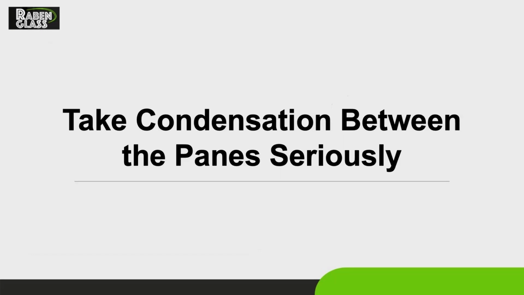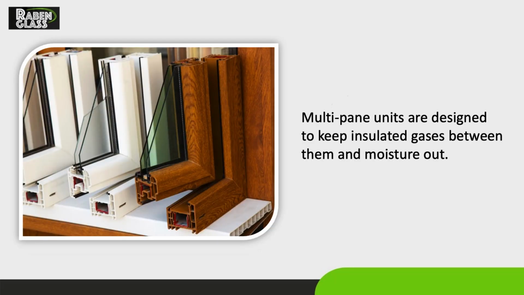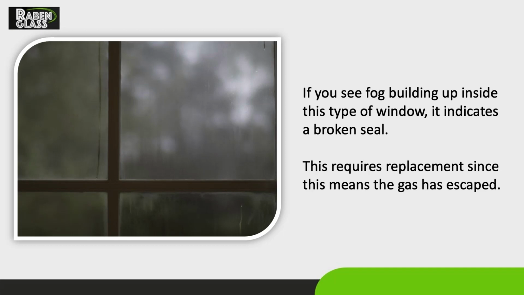Take condensation between the panes seriously. Multi-pane units are designed to keep insulated gases between them and moisture out. If you see fog building up inside this type of window, it indicates a broken seal. This requires replacement since this means the gas has escaped.